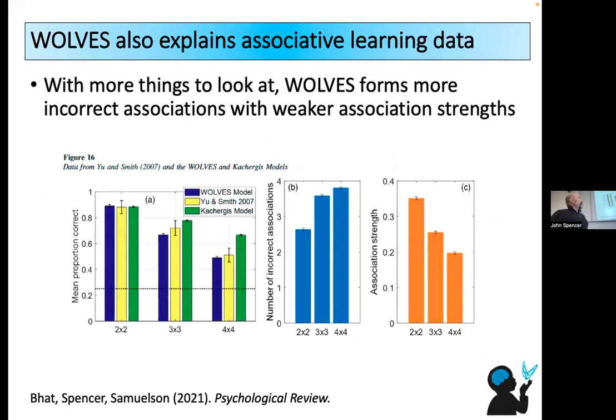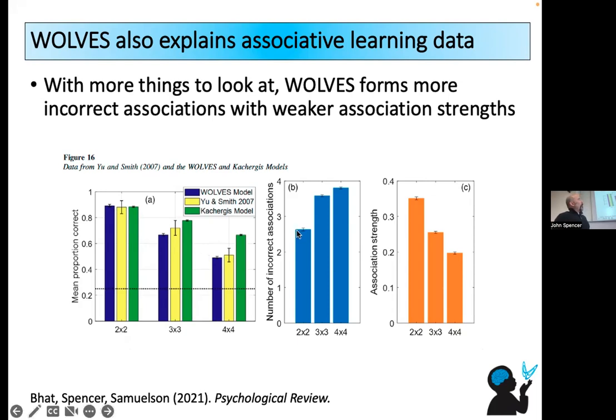Wolves also does a nice job of explaining data from a canonical associative learning experiment, the 2x2 versus 3x3 versus 4x4 experiment I described earlier. You could see the data I showed you previously in yellow from Yu and Smith. Wolves fits the data nicely in the blue bars. An associative learning account explains these data just fine. The fit of the model isn't great, but pretty good.